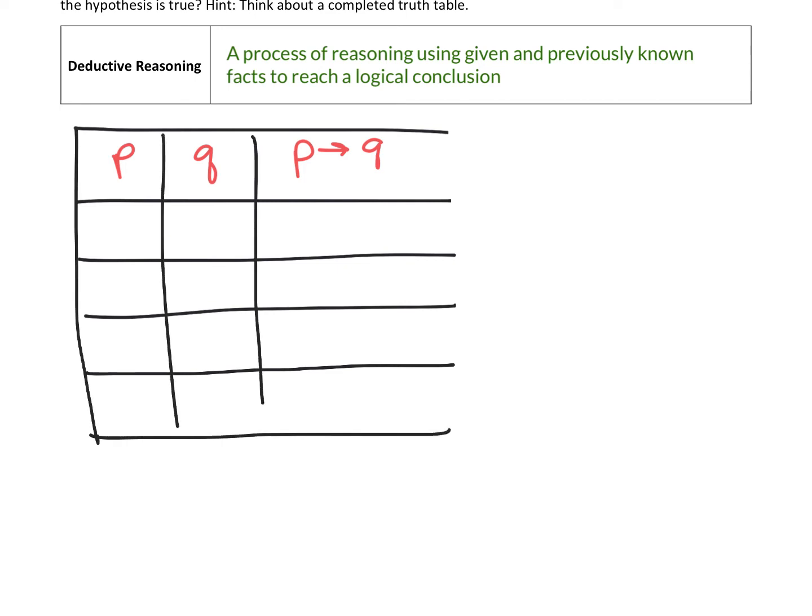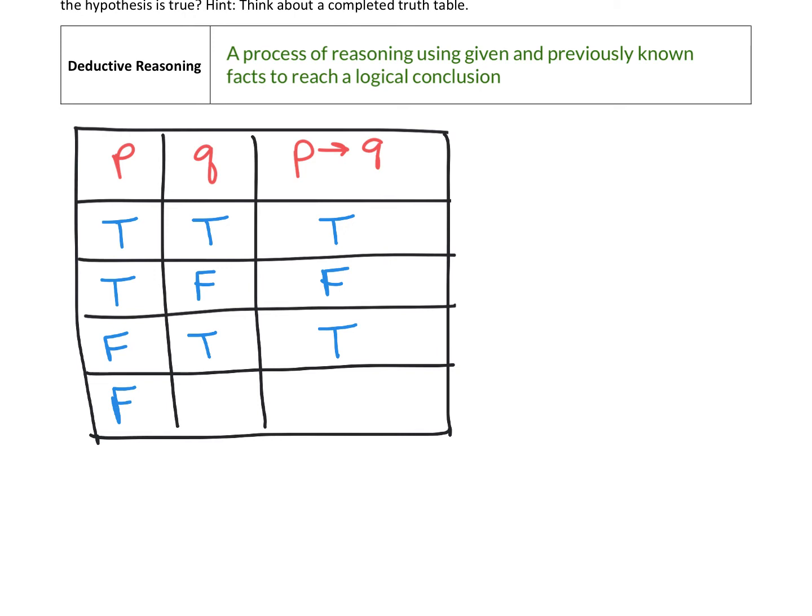All right, so here we are just making a table. If your hypothesis is true and your conclusion is true, then the conditional if P then Q is true. If your hypothesis is true, but your conclusion is false, then the conditional statement will be false. If your hypothesis is false, but your conclusion is true, your conditional statement will be true. If your hypothesis is false and your conclusion is false, then the conditional statement will be true.